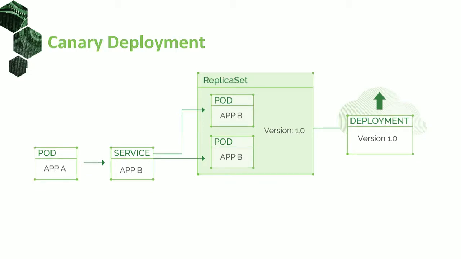So in the Canary deployment scenario, again, we start from the same setup. We have one deployment, one replica set, several pods running on it, and then a service redirecting traffic, doing round robin between all those pods. Now, what we want to do is, let's say, redirect a fraction of this traffic to the new version.